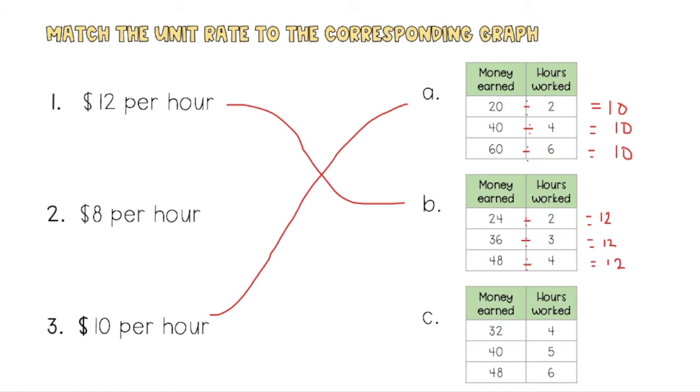There's only one option left, but I want to make sure that it is correct. So I'm going to divide. 32 divided by 4 will give me 8. 40 divided by 5 will give me 8. And 48 divided by 6 will give me 8. So now I feel confident in my answer. The pattern is all the same. This graph represents a constant rate of $8 per hour.